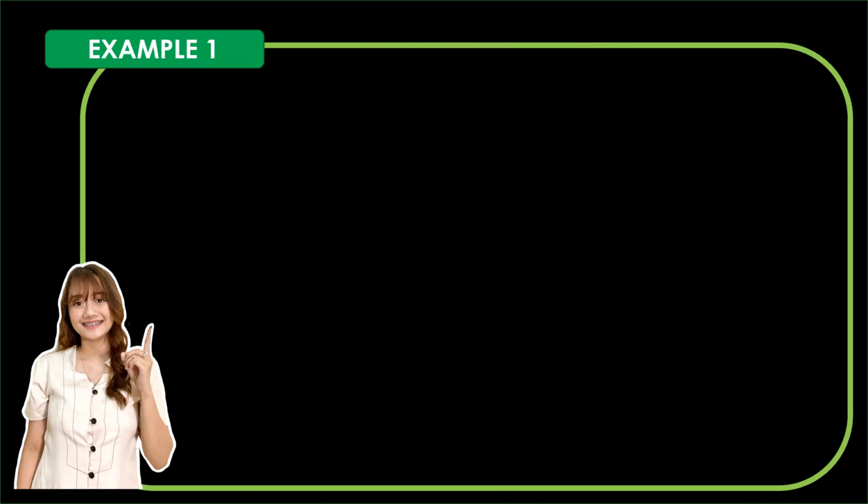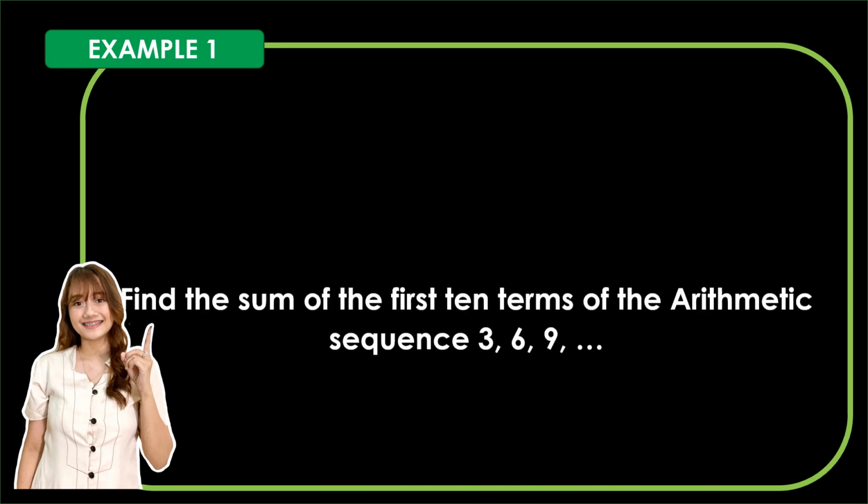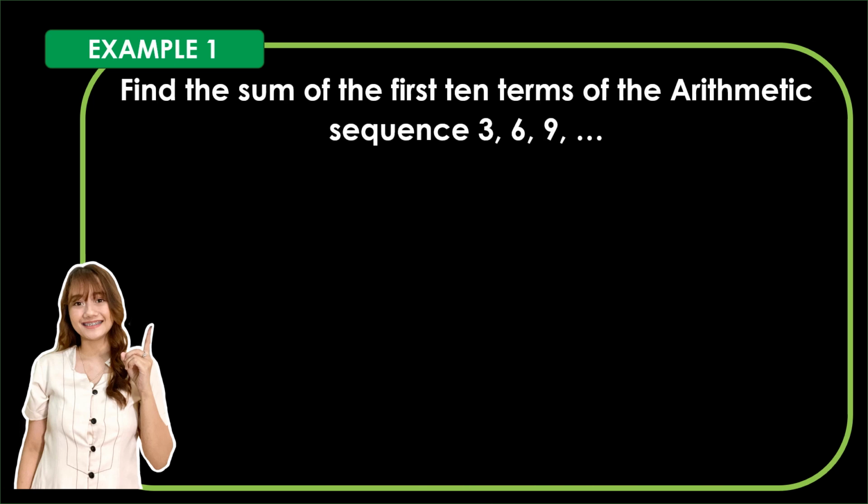Let us have some examples. Example 1: find the sum of the first 10 terms of the arithmetic sequence 3, 6, 9, and so on. In our problem, we have the given sequence 3, 6, 9, and so on. From the given sequence, the first term is 3, so we can denote the first term as a sub 1 is equal to 3.